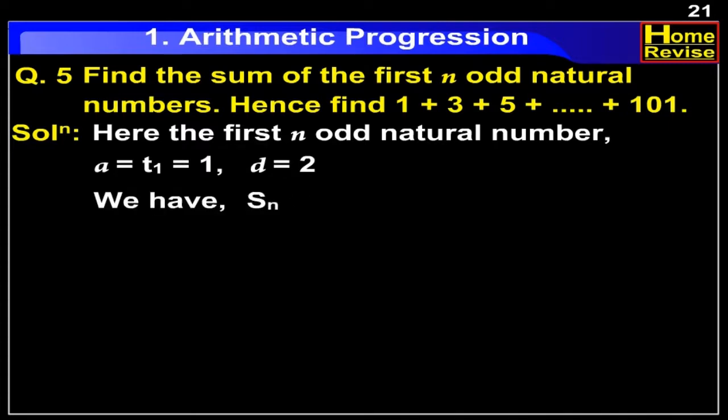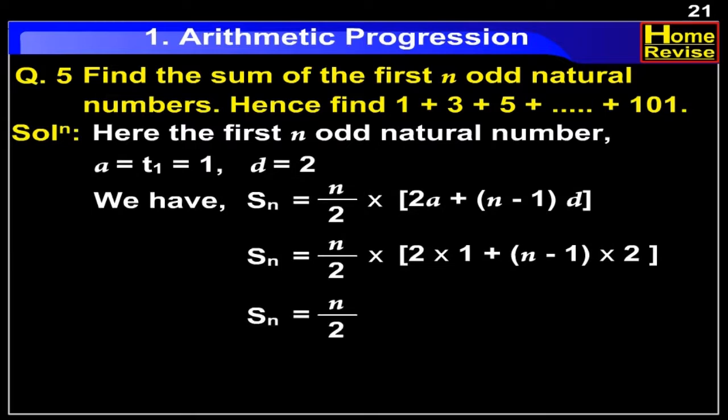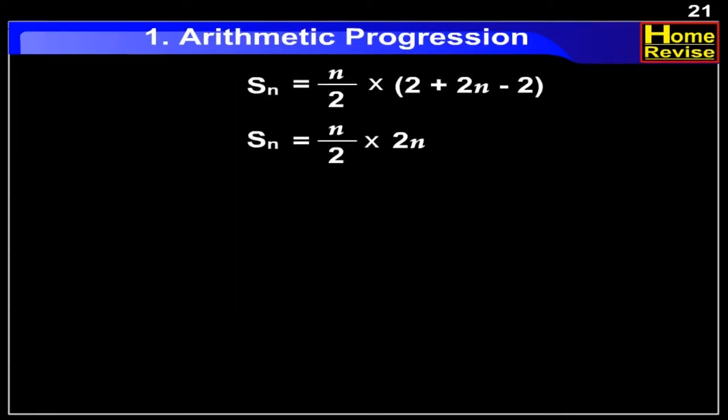Therefore, we have Sn is equal to n upon 2 into 2a plus n minus 1 into d. Substituting the values, we get Sn is equal to n upon 2 in bracket 2 into 1 plus n minus 1 into 2. Therefore, Sn is equal to n upon 2 into 2 plus 2n minus 2. Therefore, Sn is equal to n upon 2 into 2n. 2 gets cancelled out and we get Sn is equal to n square.